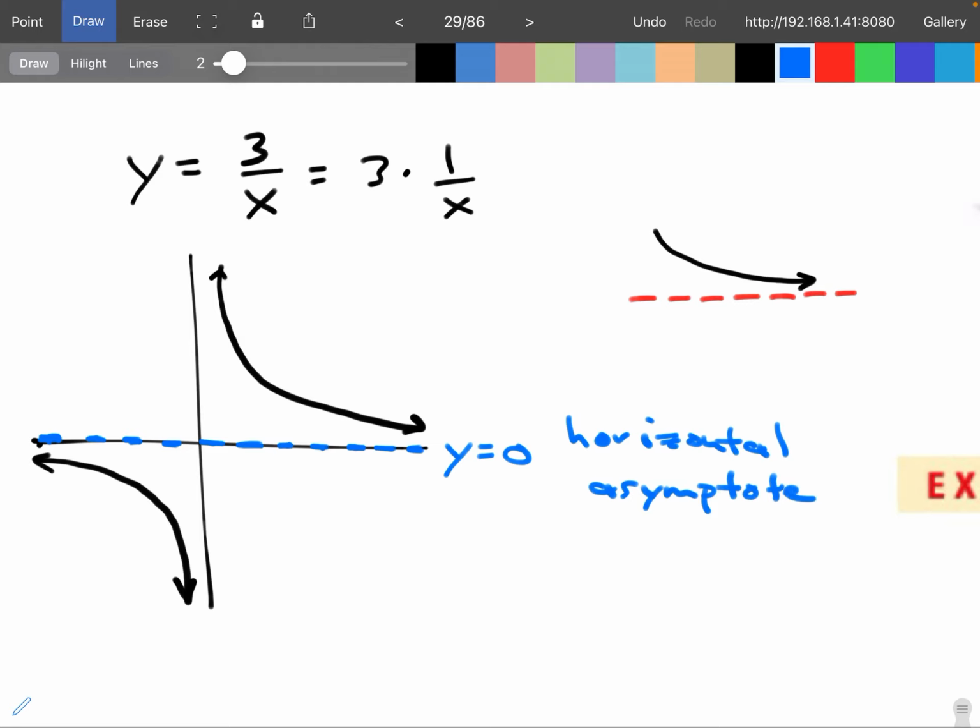And then the other asymptote on this graph on the left is a vertical asymptote. If you have a vertical line, and the graph is getting closer and closer and closer to that vertical line but never touches it, that's called a vertical asymptote. So for our situation here, the vertical asymptote would actually be the y-axis.